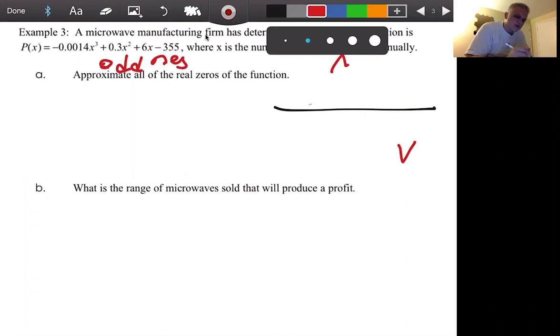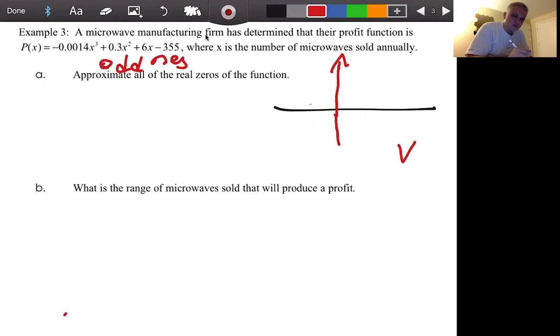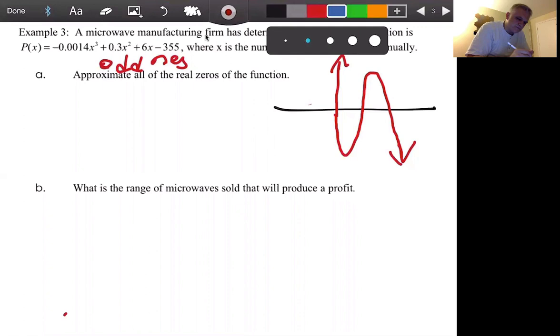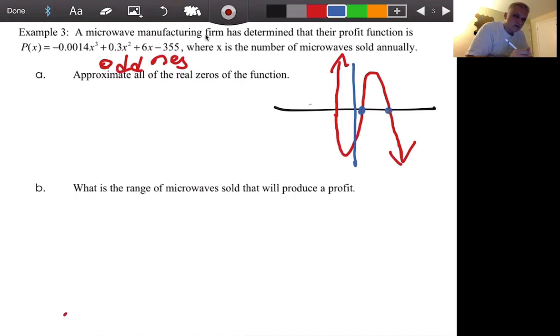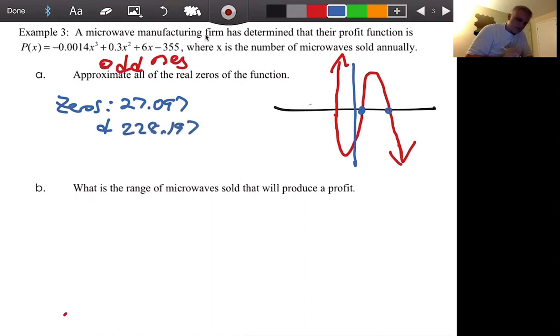Okay, so we saw that it went pretty far down, and it came pretty far up, and ended up back going down again, right? So this one here was the 27.097. Okay? So my real zeros, 27.097, and we also had 228.197. Okay, so that was the second one, big guy.